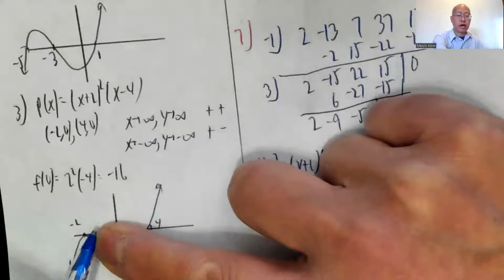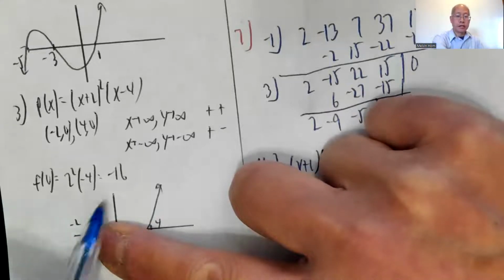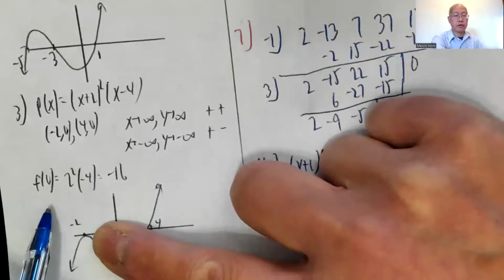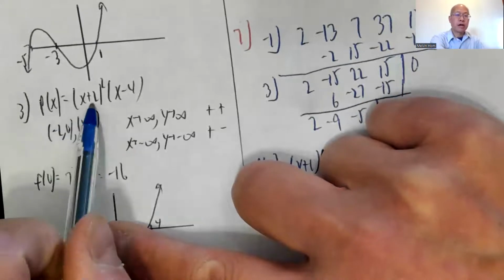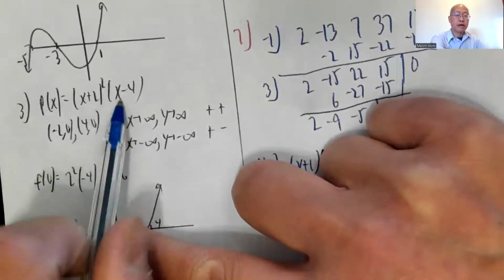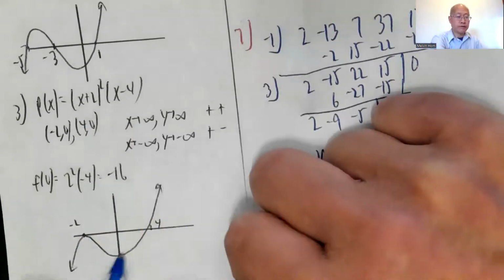And all I need to do is see what happens between negative 2 and 4. Does it go up or does it go down? I pick a number like 0. I plug in 0. I get 4 times negative 4, negative 16. So it goes down. So the graph looks something like this.